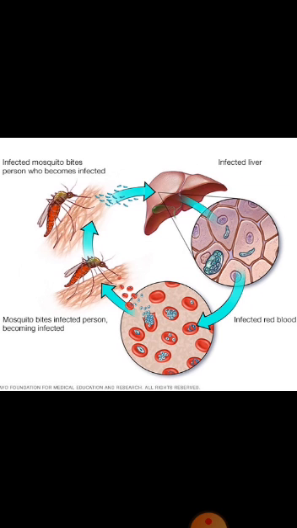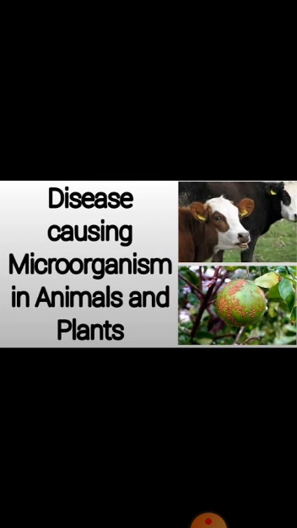So, we need to control the carriers, like the breeding places of the mosquitoes and housefly should be destroyed to control the disease. Now, let us see some disease-causing microorganisms in animals as well. Like in cattle, foot and mouth disease is caused by bacteria. Similarly, many diseases are caused in fishes, poultry, etc. These diseases are controlled by using antibiotics or vaccines.